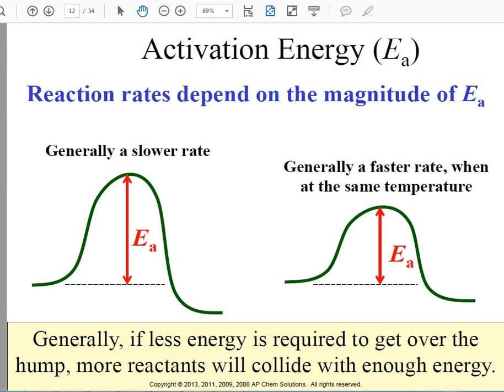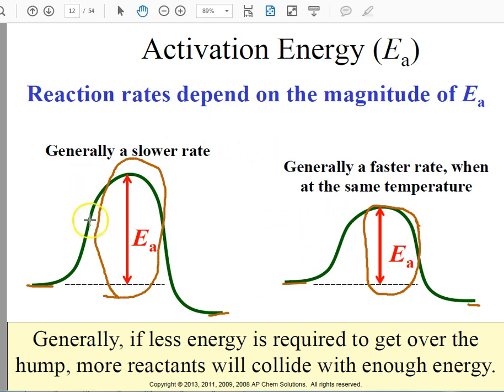All right, let's look at two energy diagrams again. So we have our reactants and our products. They're the same in both cases here. These are both exothermic. In the first one, we see there's a very large activation energy, and the second one, a much lower activation energy.